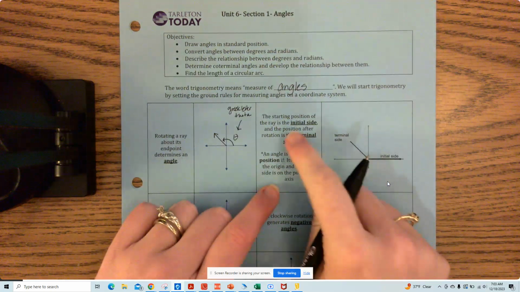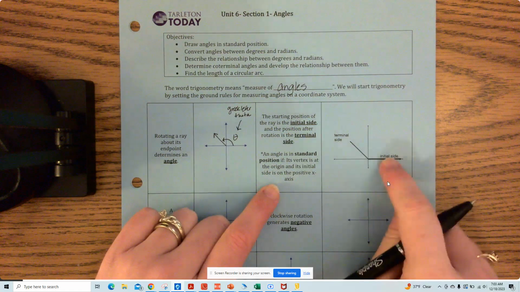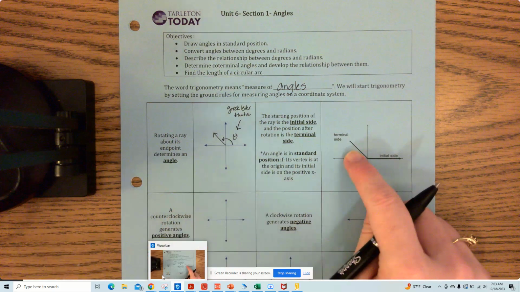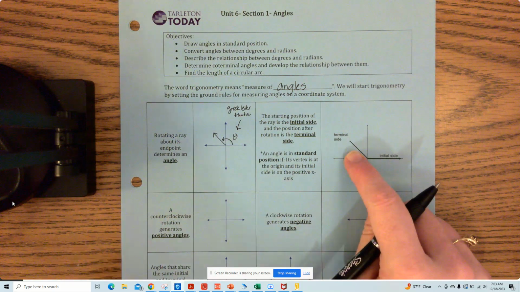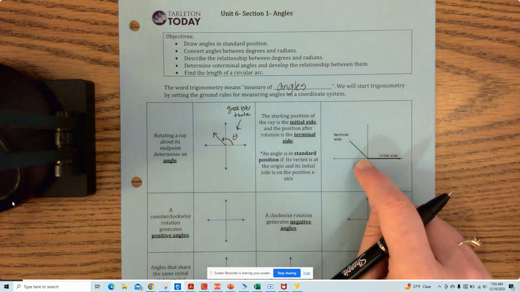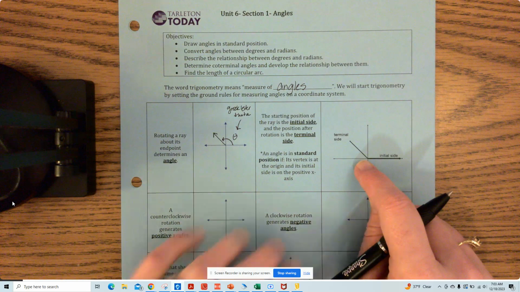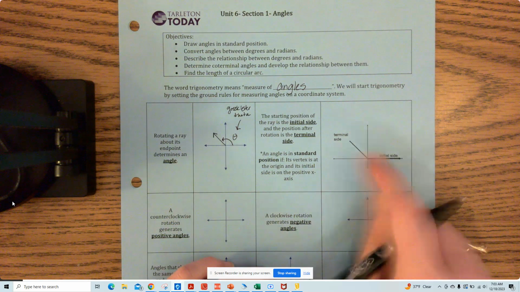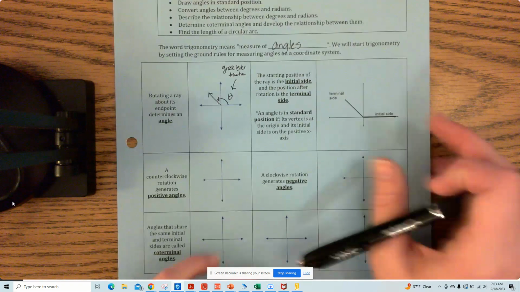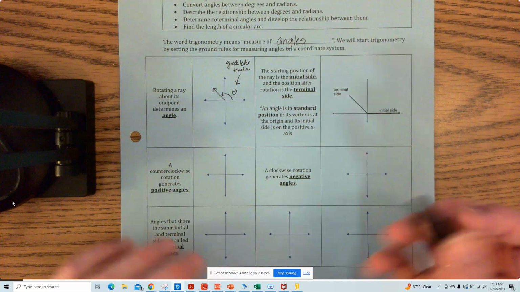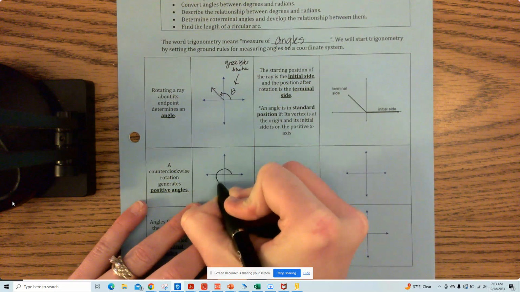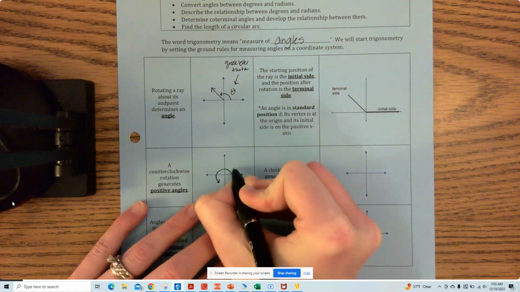The starting position of the ray is the initial side. So this is the initial side. And the position after rotation, so that's this side, is the terminal side. An angle is in standard position if its vertex, that's the point, is at the origin and its initial side is on the positive x-axis. So that's a standard position angle. A counterclockwise rotation generates positive angles. As we rotate this way around the origin, we're creating positive angle measures.